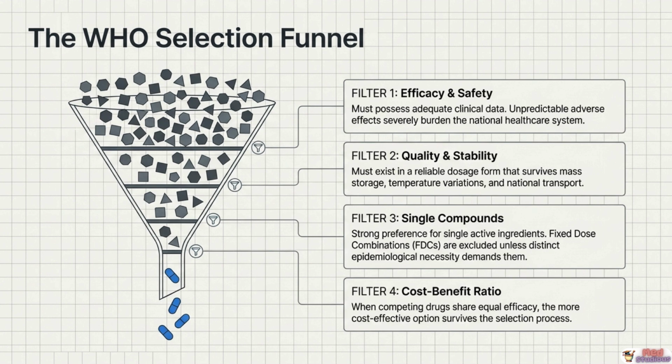Filter 3 is the single compound preference. The WHO and national EDL committees have a strong preference for single active ingredient formulations. Fixed-dose combinations, FDCs, are excluded unless there is a specific and well-documented epidemiological justification, such as anti-tuberculosis combination therapy. Filter 4 is the cost-benefit ratio. When 2 drugs demonstrate equivalent clinical efficacy and safety, the more cost-effective option wins the selection process.